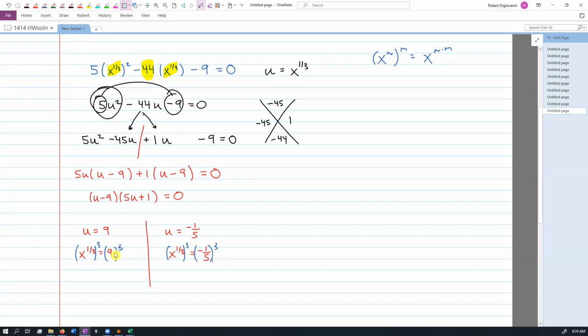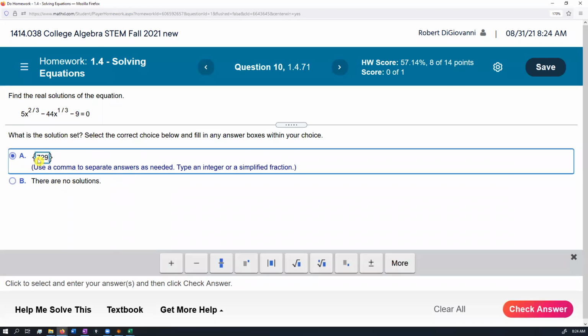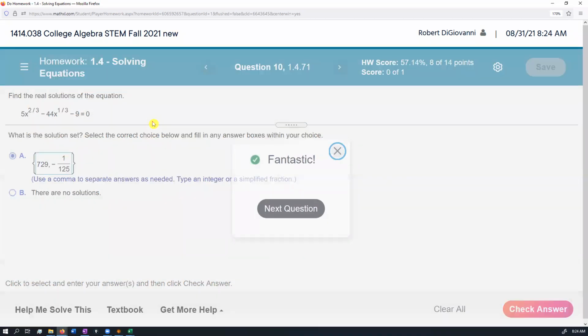Okay, 9 times 9 times 9, right? We have to do that, and then we have to do negative 1/5 times negative 1/5 times negative 1/5. So this is going to be x is 729. This one, x is equal to, okay, well, a negative times a negative times a negative should mean we have a negative answer. If we cube the top and bottom separately, 1 cubed is 1, and 5 cubed is 125. So those should be my two answers, 729 and negative 1/125. Good.